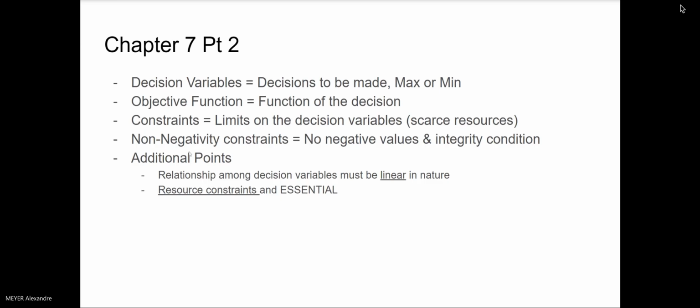The main additional points is that the relationship among the decision variables must be linear, hence why it's called linear programming. If it's not linear, then you can't apply these functions to it. A model must have an objective function, right? You must have something you want to maximize or minimize. Resource constraints are essential because obviously resources are finite. Again, you don't have an unlimited amount of resources. You don't have an unlimited amount of rooms. And obviously, there must be a non-negative constraint. Otherwise, it makes no sense to sell minus rooms.